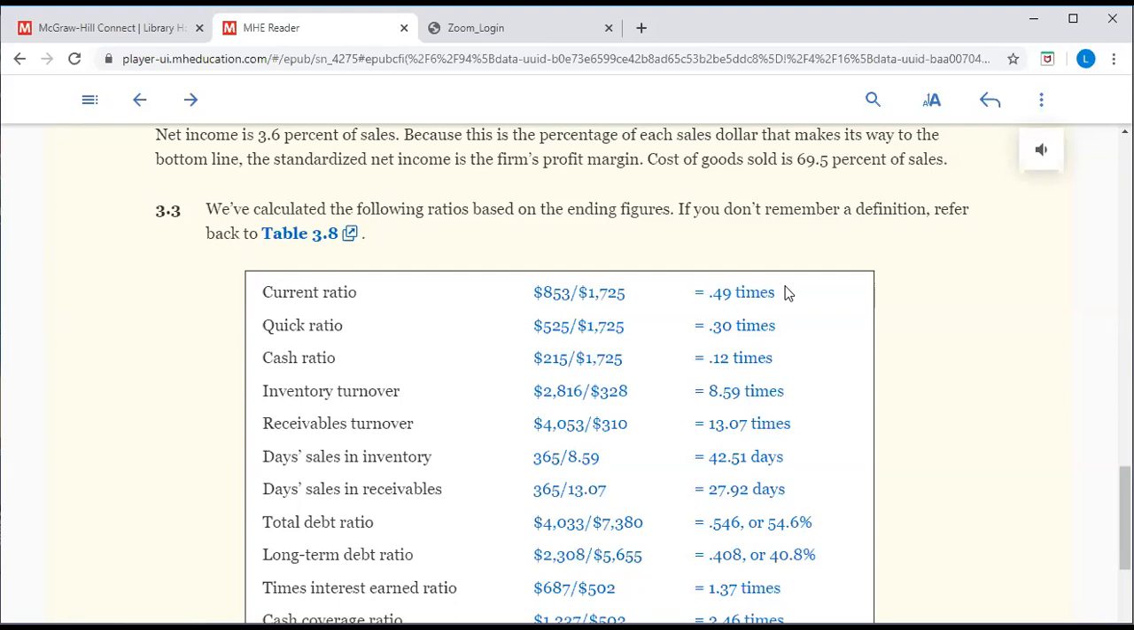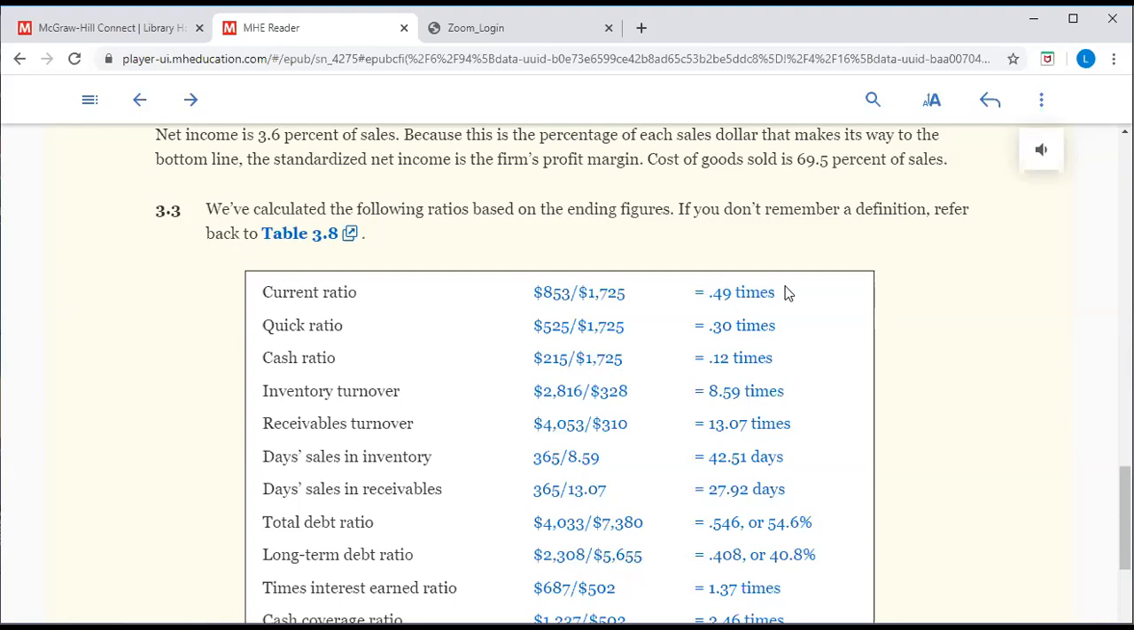Now let's look at receivable turnover. Here we take our sales, 4,053 for 2018, and divide by our receivable balance, accounts receivable for 2018, 310. That gives us 13.07 times. So on average, the company collects its accounts receivable balance 13.07 times during the year.